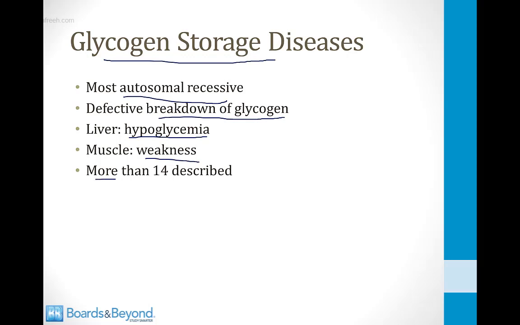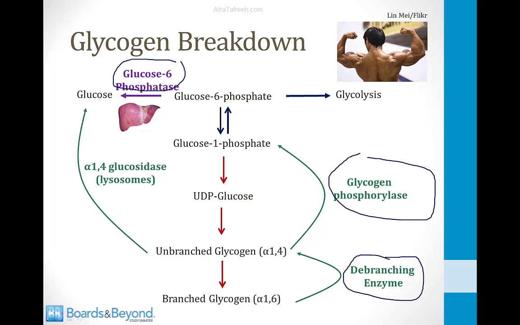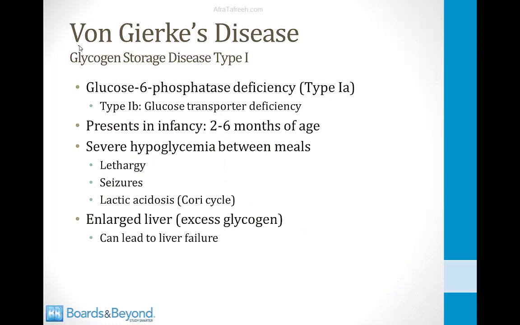There are more than 14 glycogen storage diseases that have been described, but there are 4 that they are going to test you on the USMLE Step 1 exam, and that's because these 4 relate to the enzymes involved in breaking down glycogen. If we go back to our overview slide of glycogen breakdown, I showed you that there are 4 enzymes involved. There's the debranching enzyme, glycogen phosphorylase, glucose 6 phosphatase, and the lysosomal enzyme 1,4-glucosidase. And one of these 4 enzymes is going to be deficient in each of the key glycogen storage diseases that you need to know. The first glycogen storage disease is called von Gierke's disease.